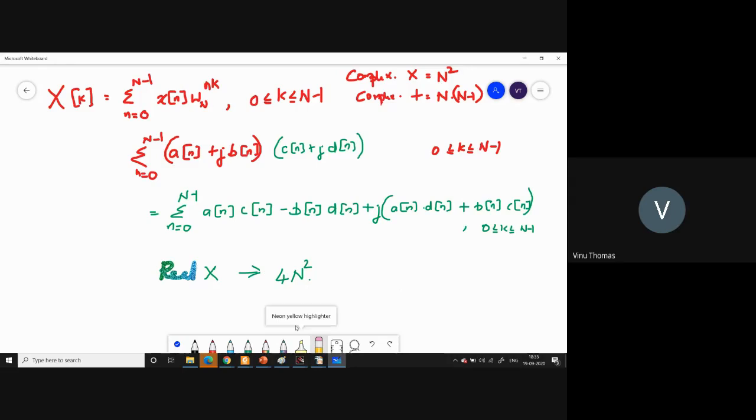So now let us look at the number of real additions. That takes a bit more involved look. So how many additions are there for one term? You see that there is one addition here. A and Cn is one term, B and Dn is another term, so you have to do one addition. This is A and Dn, and this is B and Cn, so you have one addition here, right?